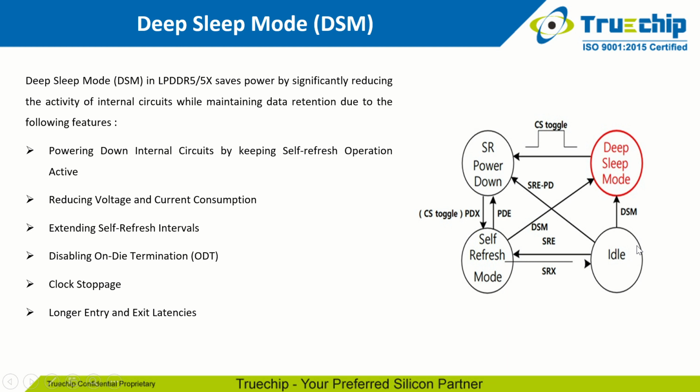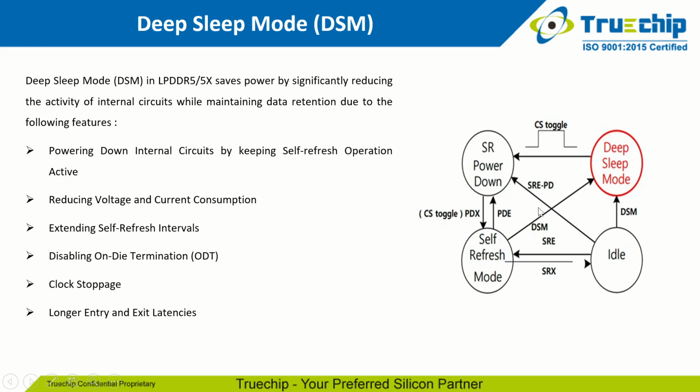Like if we start with the idle state, it can go to the further three states as well. Via the deep sleep mode DSM command, it will go to the deep sleep mode state, through which it can go to the self-refresh power down state, or it can go to the self-refresh mode via the self-refresh entry command, and it can go to the self-refresh power down state via the self-refresh entry power down command.